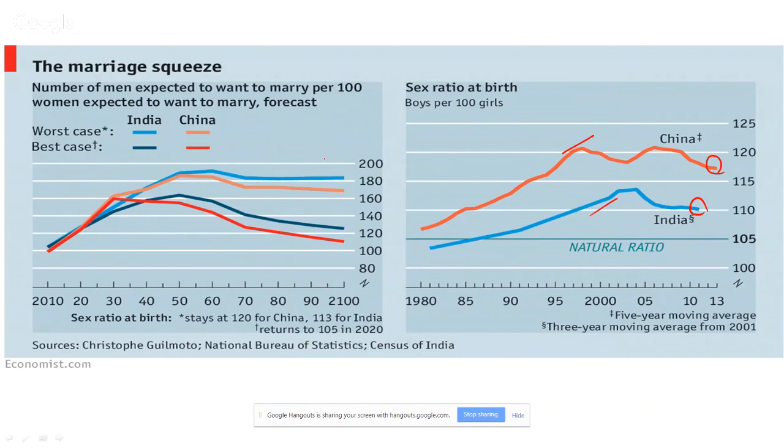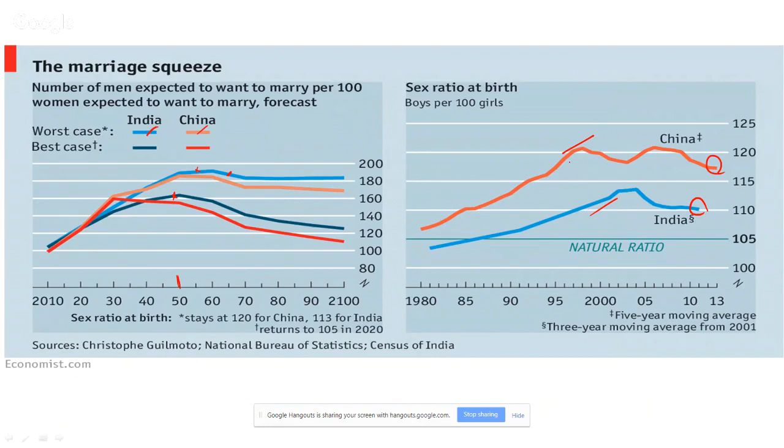This chart tells us that if you take the worst case scenario, this and this number, by say 2060, India's worst case scenario, for every 100 women expected to want to marry, 170, 180 plus men want to marry. And so in 2050, for every 100 women who want to marry, 180 men will want to marry. 2040, still higher, the worst case scenario. Even the best case scenario is not very flattering. Right? So this number is low, the ratio of women to 100 men is less, the number of girls born to every 100 boys is less, and there are more boys who want to marry.